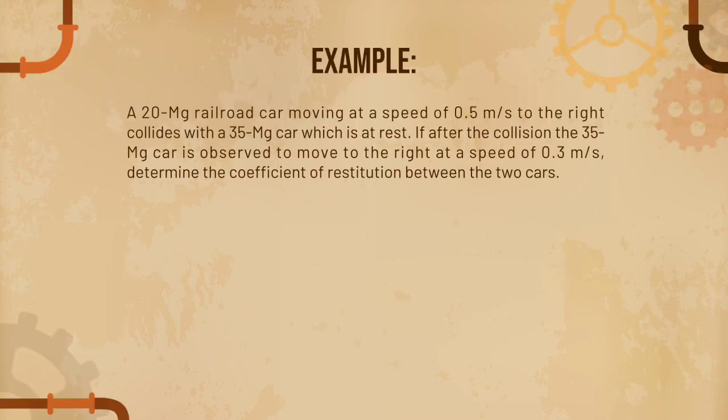Example: a 20 Mg railroad car moving at a speed of 0.5 meter per second to the right collides with a 35 Mg car which is at rest. If after the collision, the 35 Mg car is observed to move to the right at a speed of 0.3 meter per second, determine the coefficient of restitution between the two cars.